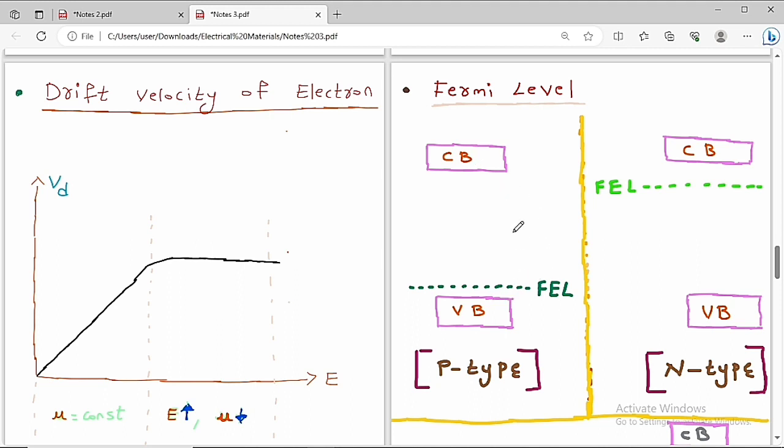Okay. In the case of a P type semiconductor, the Fermi energy level is very close to the valence band. So you can see clearly from this picture. In the case of a P type semiconductor, the Fermi energy level is very close to the valence band. Whereas in the case of an N type semiconductor, the Fermi energy level is very close to the conduction band. I request you to keep this in mind.